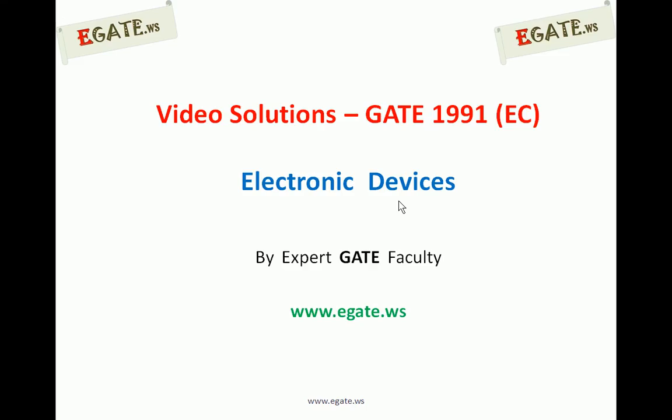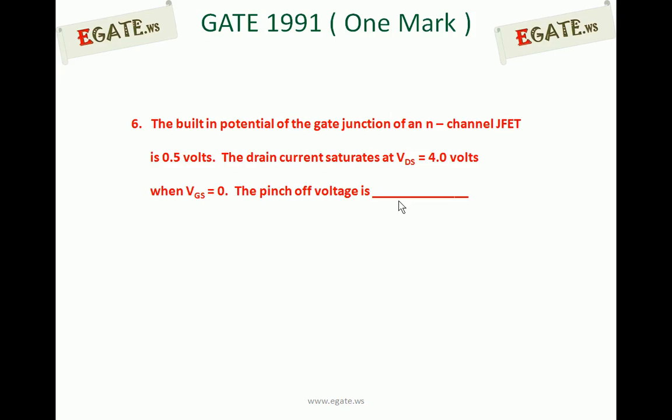Hello, we are discussing GATE 1991 ECE paper solutions. The topic we are discussing is electron devices. This is the 6th 1 mark question that came in GATE 1991.